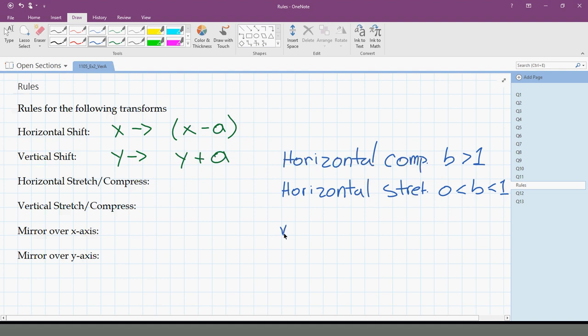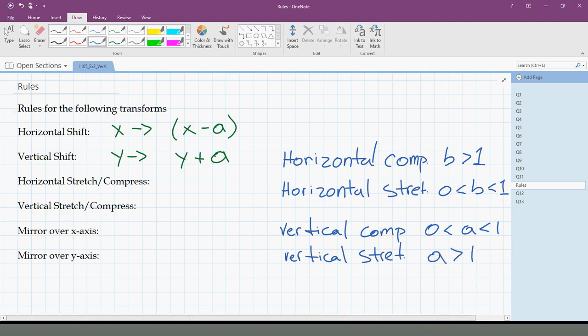A vertical compress has to be between 0 and 1, and a vertical stretch has to be greater than 1.